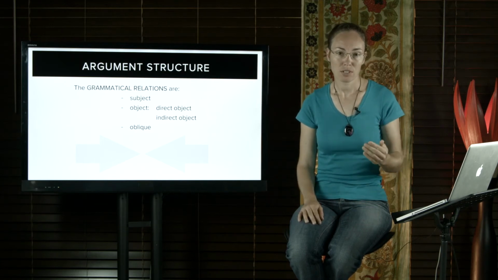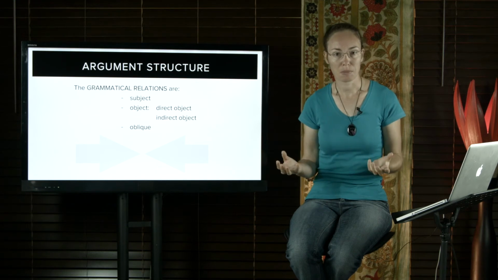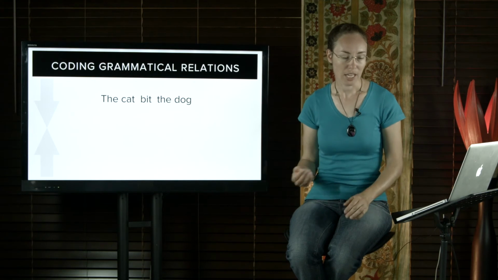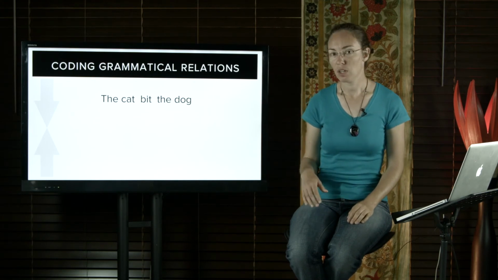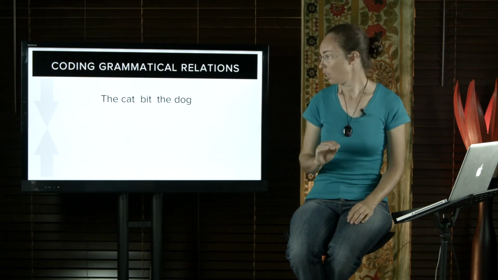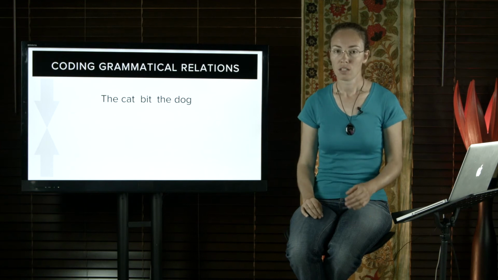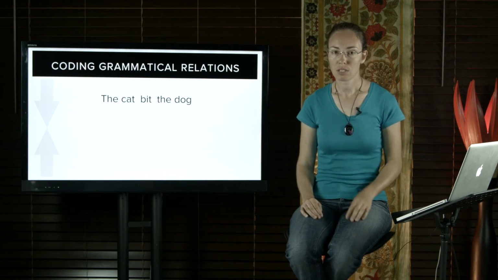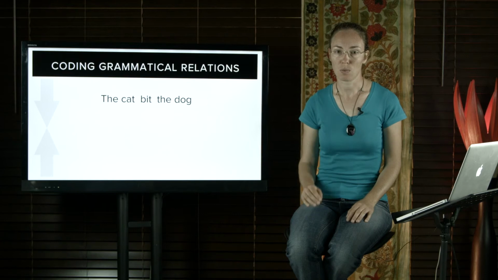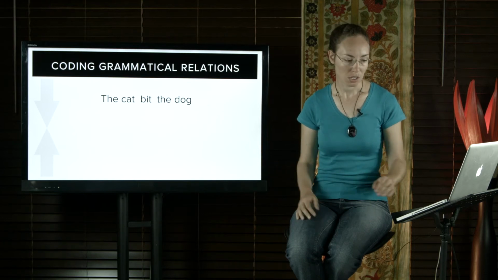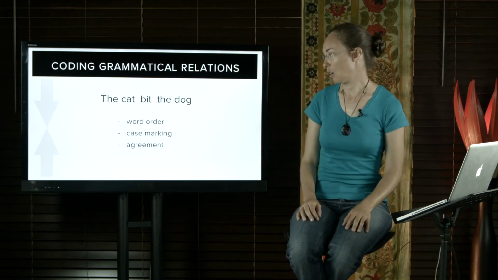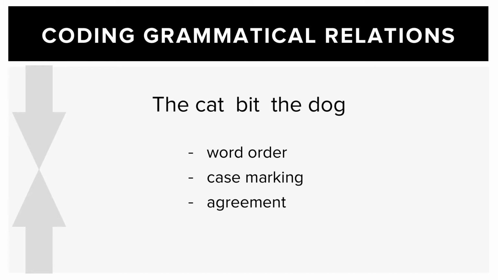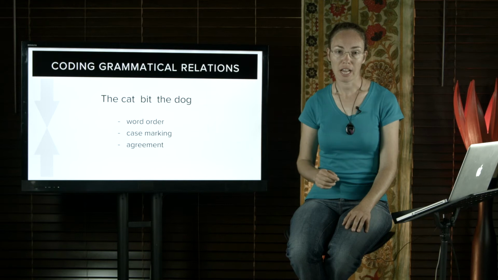But in a transitive sentence, how do we know which of the arguments is the subject and which is the object? In the cat bit the dog, how do we know that the cat is the subject and not the dog? There are three ways that languages can code grammatical relations so we know which is the subject and which is the object. These are word order, case marking, and agreement. So we'll look at each of these three and explain how languages use them.